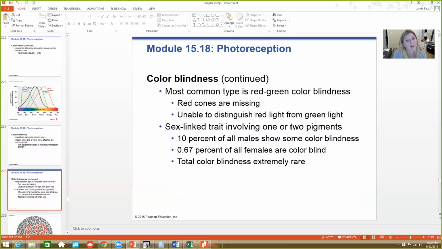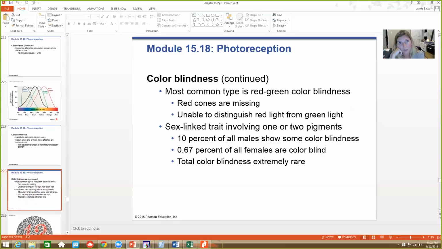The most common type of color blindness is red-green color blindness. This is when the red cones are missing, so they're unable to distinguish things like a red light from a green light. But it's a good thing that our red lights and green lights, at least in the United States, all have the same pattern, where red is on top, yellow is in the middle, and green's on the bottom. So you can see that there is a light, and you know by which one is lit up if it's red or green.